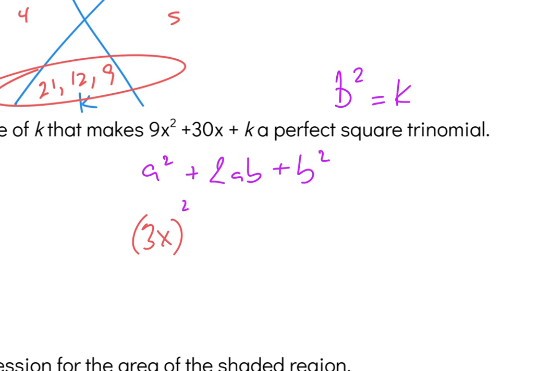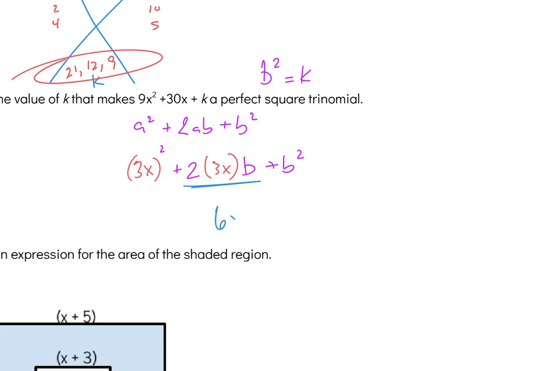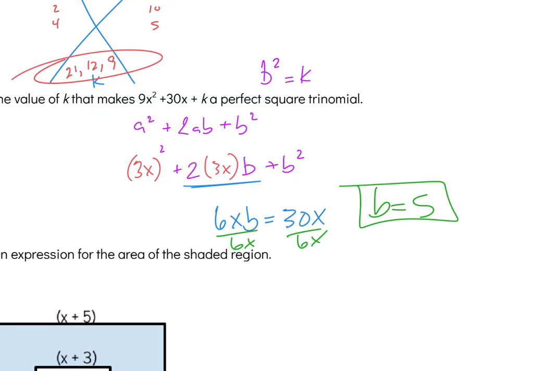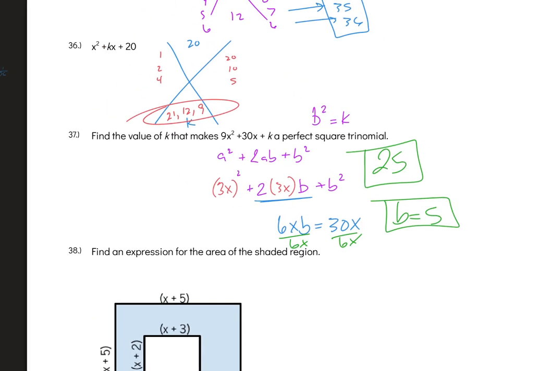And then, so here, let's do the plus 2. This is 3x. There's our b plus b squared. So this thing equals 30x. So 6xb equals 30x. Divide both sides by 6x, and you get that b equals 5. So k is 25. So when it says find the value of k, it's 25.